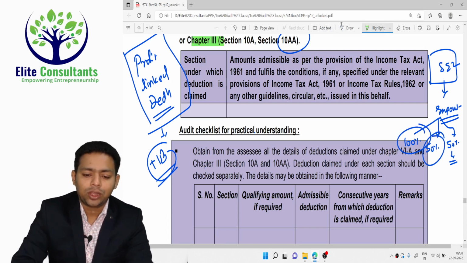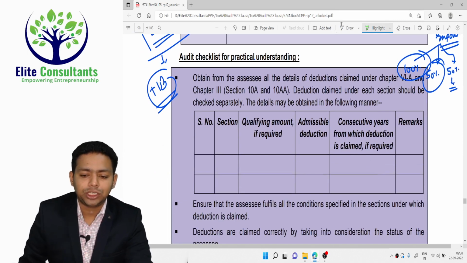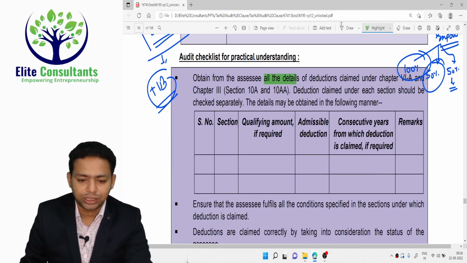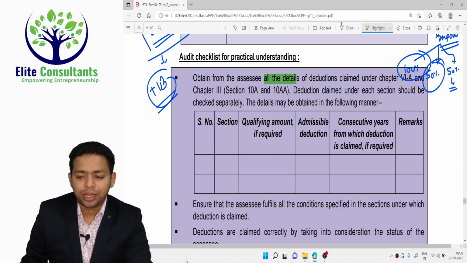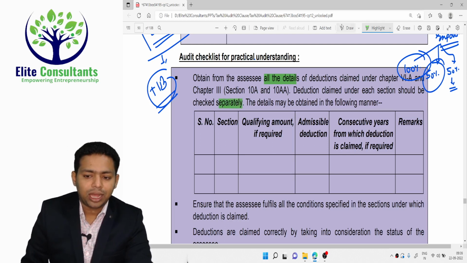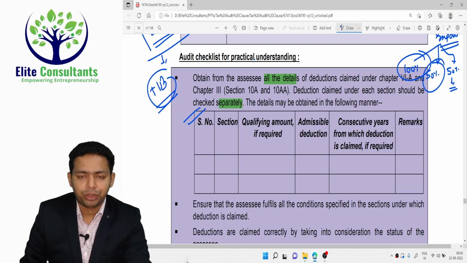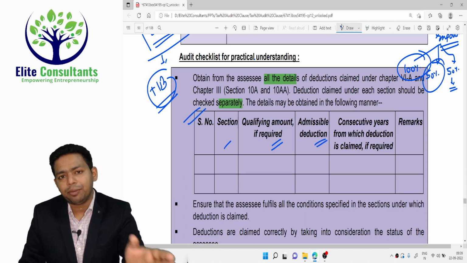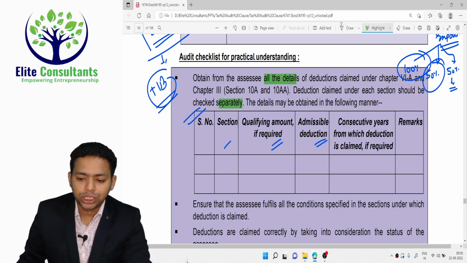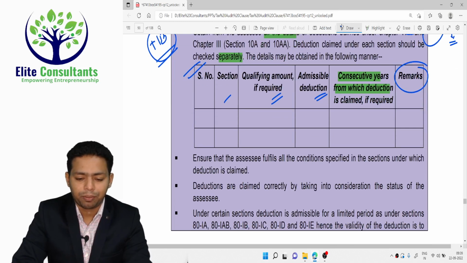Yeah. So look at the audit checklist. Obtain from the assessee all the details of the deductions claimed under chapter 6A and chapter 3, specifically section 10A and 10AA. Deductions claimed under each section should be checked separately, and this is the format which you will use for cross check. Section, qualifying amount if required, because every section will have some computational mechanism. Out of that, what is admissible deduction, what is the consecutive years from which the deduction is claimed if required by the law, and then what is your special remark.